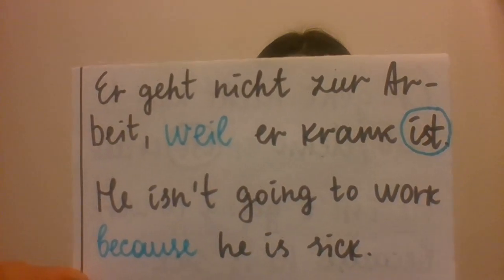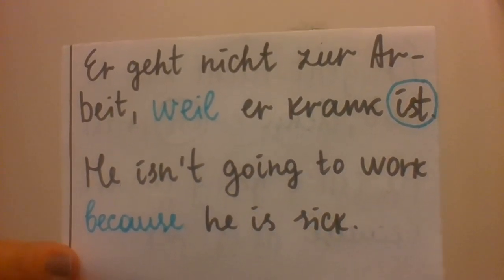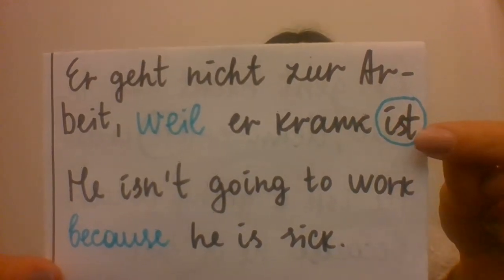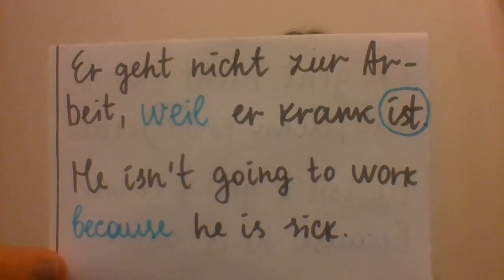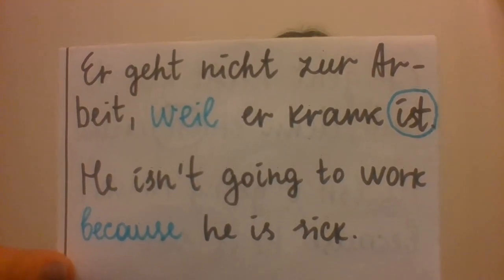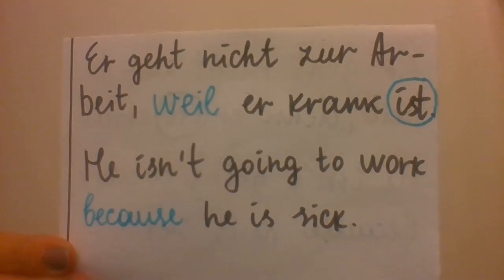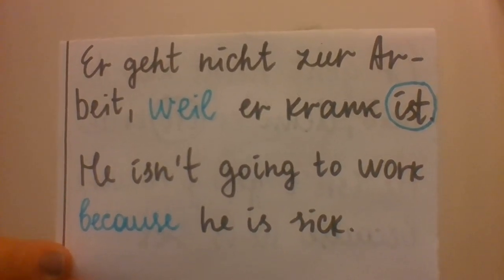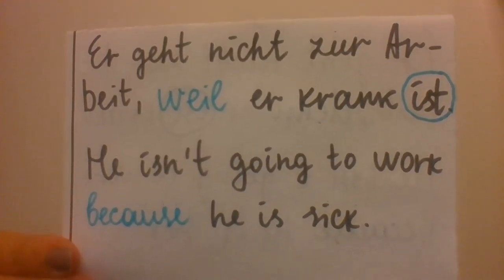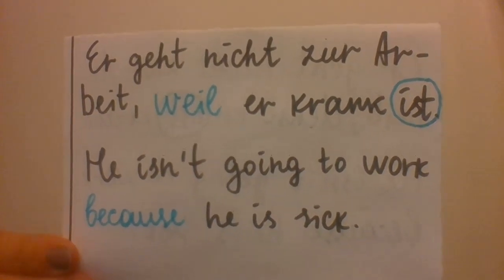Look at this. Er geht nicht zur Arbeit, weil er krank ist. If you remember, when it was denn, the verb ist was after the personal pronoun. But here we use weil, that's why this verb goes to the end of the sentence. Each time we use weil in our sentence, the verb goes at the end of the sentence. Er geht nicht zur Arbeit. It's our first sentence, and now we have to explain why he's not going to work. Weil er krank ist. Because he is sick.